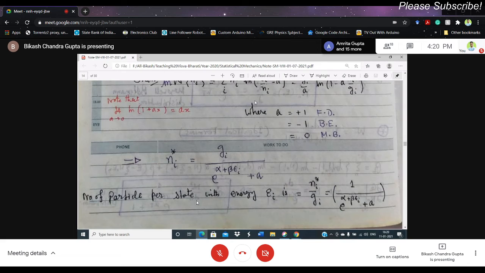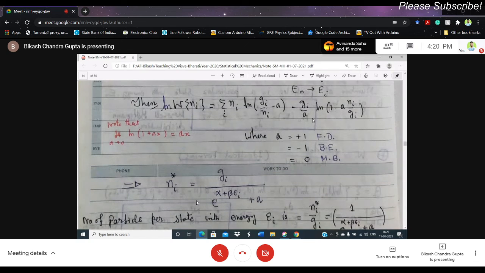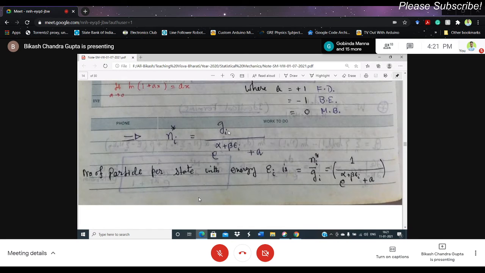And then if you take this as the combined expression for ln W for a set ni, then you can write down a new function which is ln W plus, say, alpha times the number of particles, that constant, plus beta times that constant, and then again take the first derivative with respect to n, and eventually we'll find that ni star is basically gi by e to the power alpha plus beta epsilon i plus a, and the number of particles per state with energy i will be ni star by gi, and that equals 1 by e to the power alpha plus beta epsilon i plus 1. Okay, this is the expression.